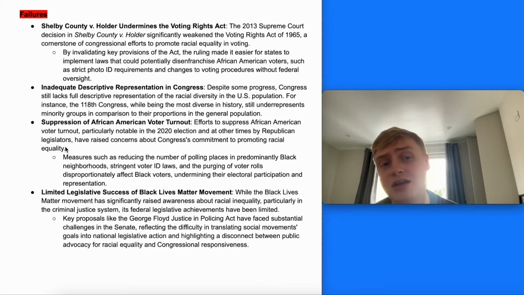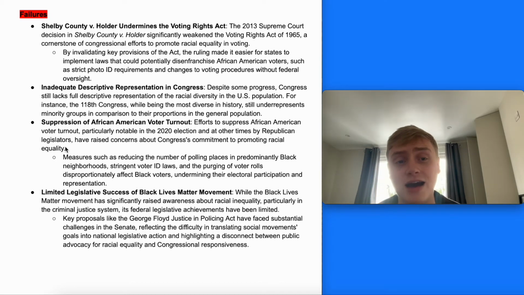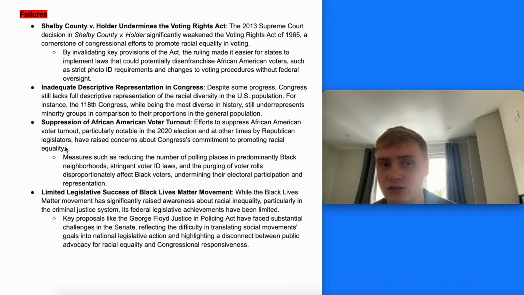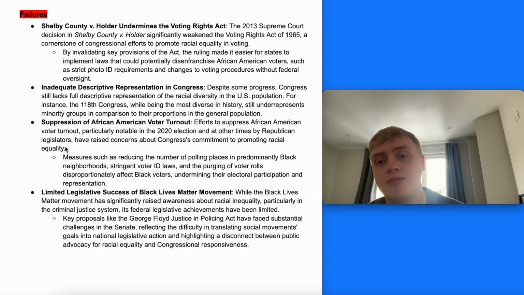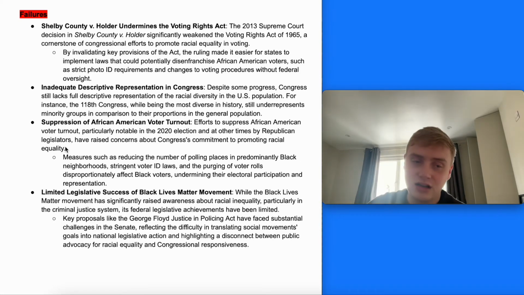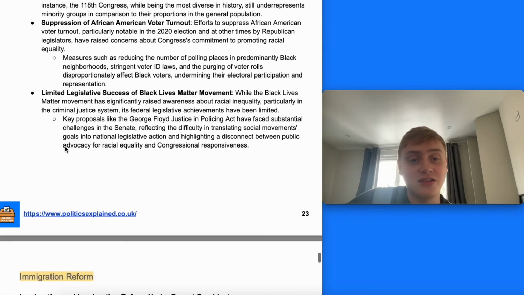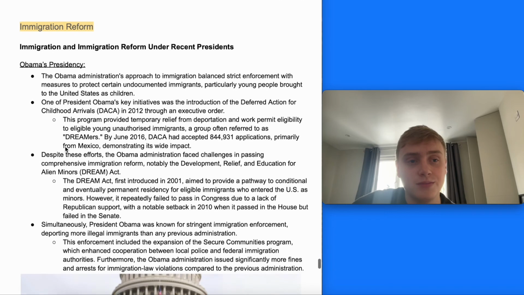It can be argued there's been a lot of suppression of African American voter turnout, particularly in the 2020 election, and since Shelby County v. Holder, the introduction of a number of laws that limit the voting rights of polling places in predominantly black neighbourhoods, and therefore limit the right to vote of these traditionally marginalised communities. And finally, also there's been limited legislative success of the Black Lives Matter movement.